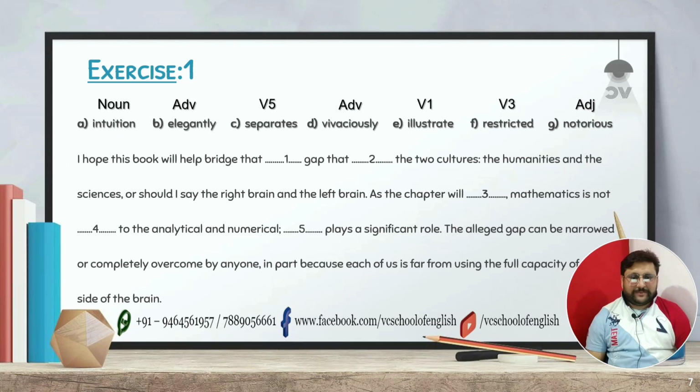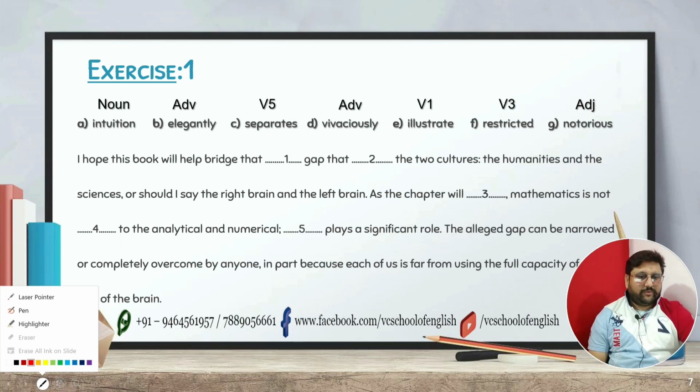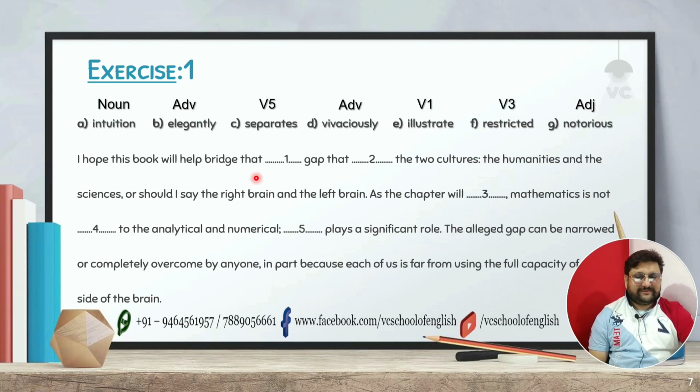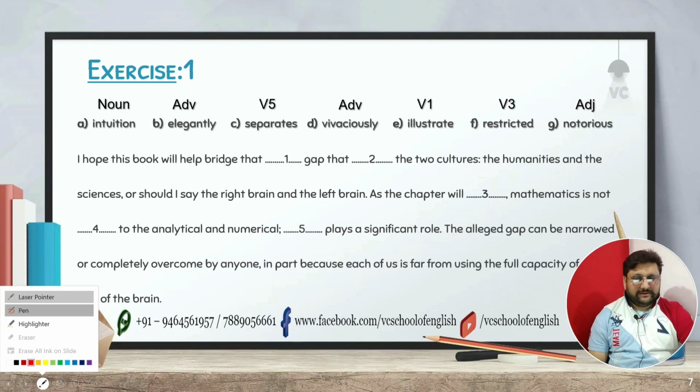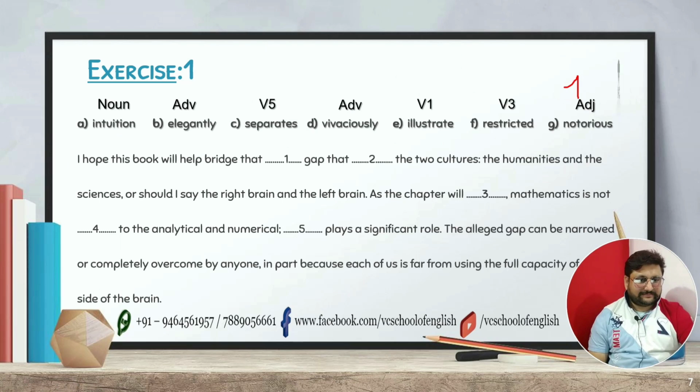We need to spend only 2 minutes to solve a reading fill in the blanks. So let's take a look at the blanks. After the blank we have a gap. So gap is a noun, so we have to look for an adjective. In the options, how many adjectives do we have? Only one, which is notorious. That is our answer for the first blank. Let's move to the next blank.